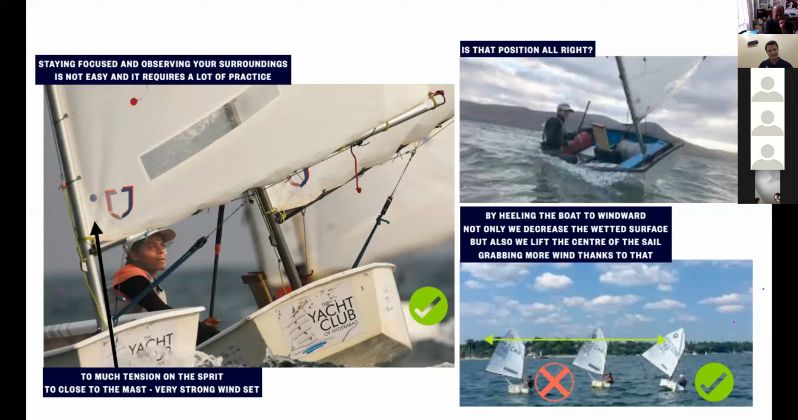So you can see that there is a big tension created by the sprit, and also that corner over there, the mast boom corner, it's very tight. That's set for strong wind conditions, like very strong, 17 knots and above. Okay, now switching to the right corner. Is that position all right? Is it? Answer it to yourselves.